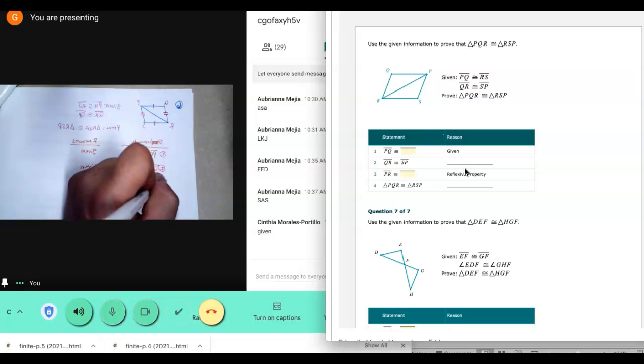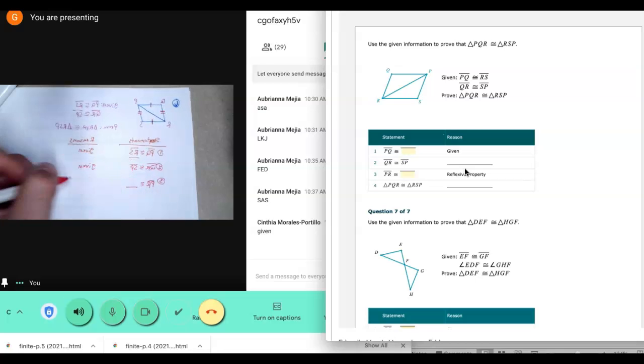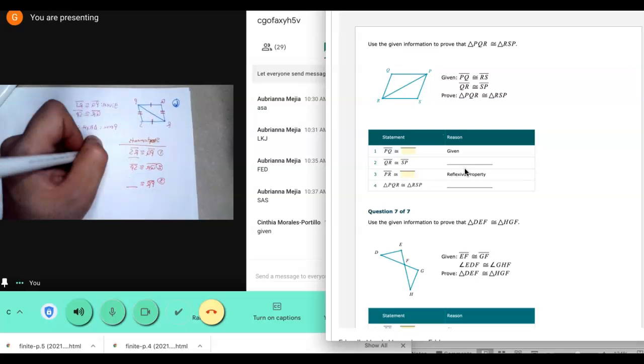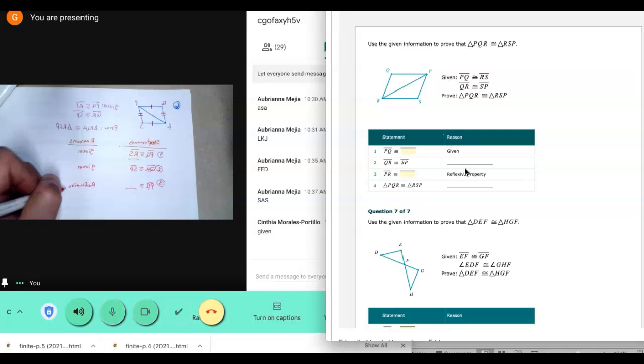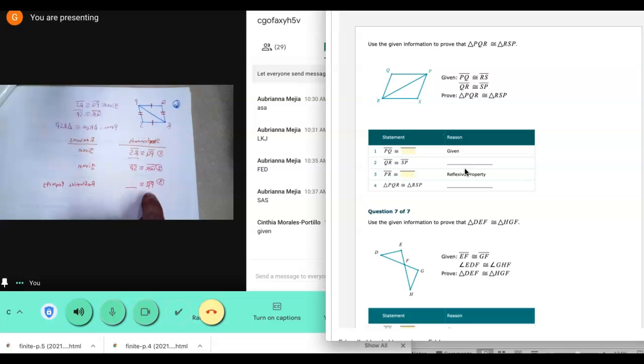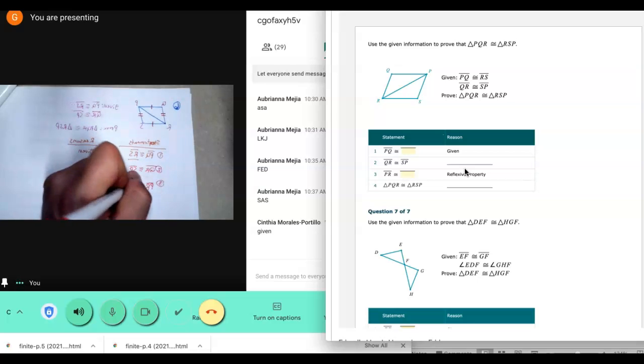Number 3 statement is PR is congruent to blank by the reflexive property. I'll move forward with this one. The reason that this is reflexive property is because PR is congruent to PR. I'm going to put the exact same thing here. PR is congruent to PR.